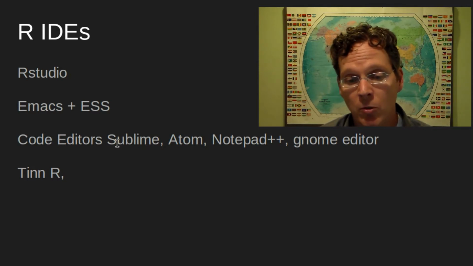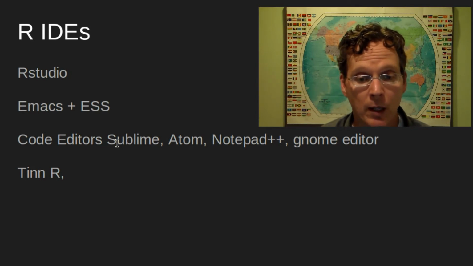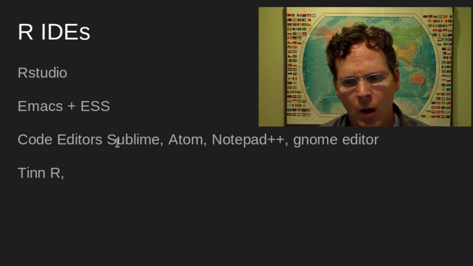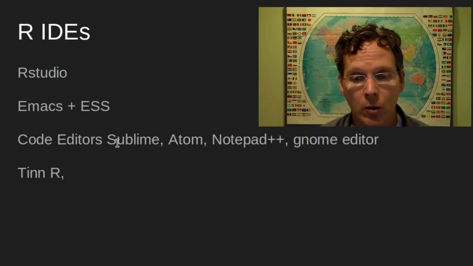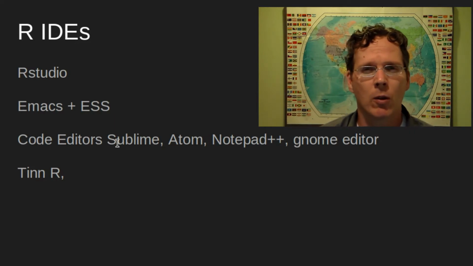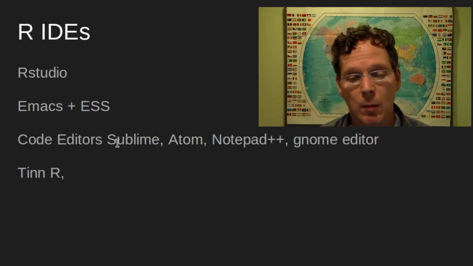Sublime seems to be the big one in terms of code editors. Then there's Atom. I like Atom quite a bit. And when I used to use a Windows computer, I liked Notepad++ quite a bit. If you're on Linux, the GNOME editor, or whatever the default editor is in GNOME, and the same thing in KDE, are pretty good, and they have some R syntax highlighting and things like that built in.